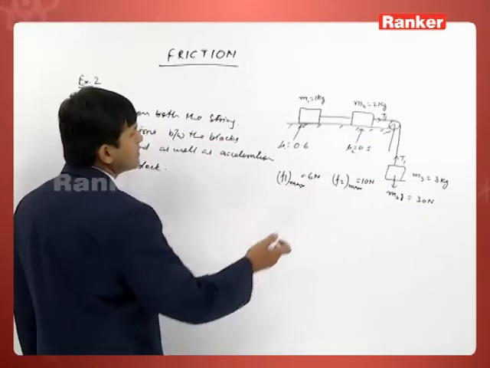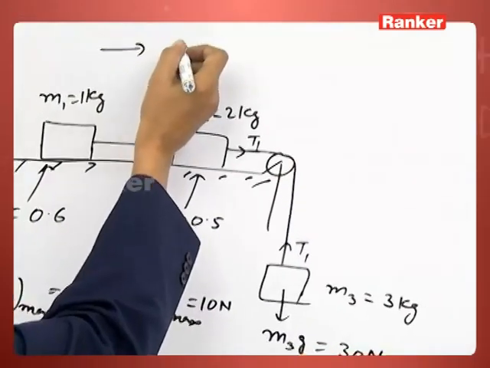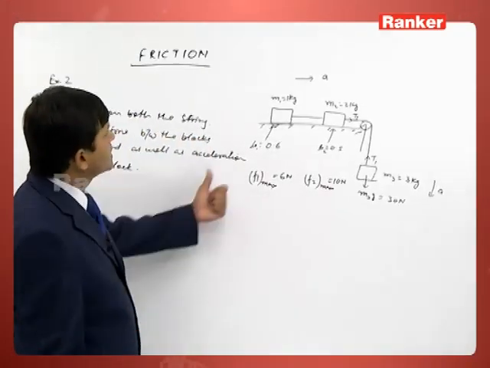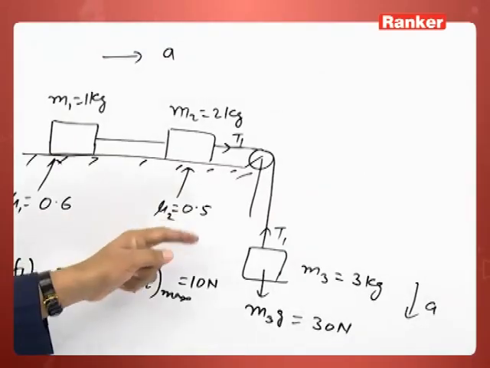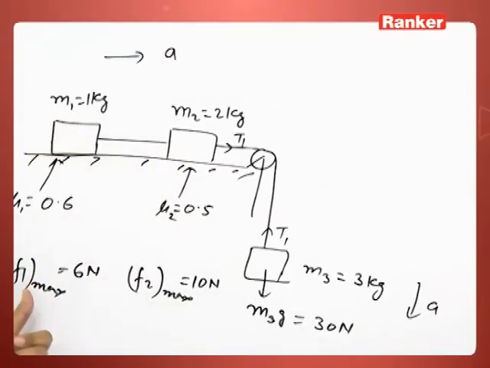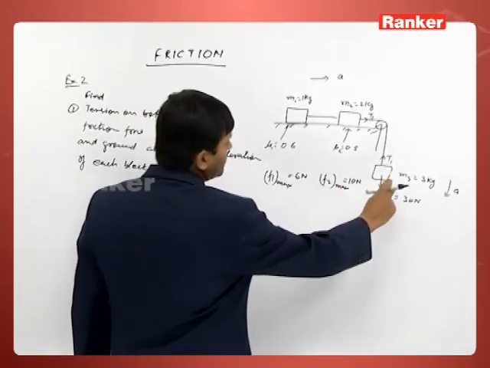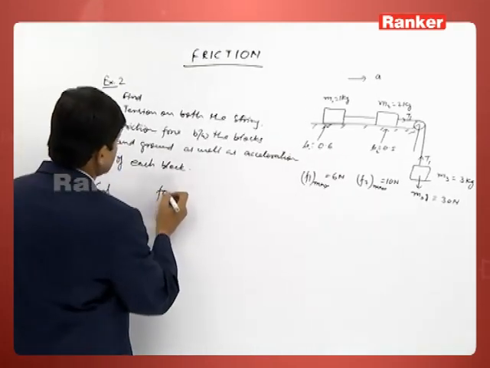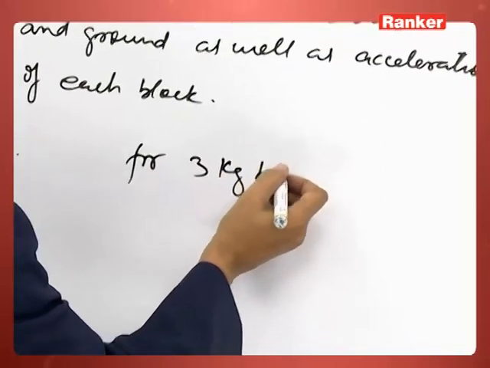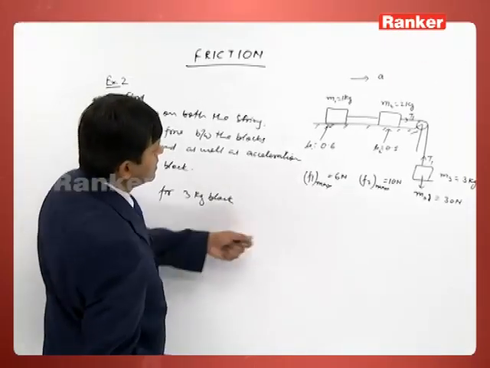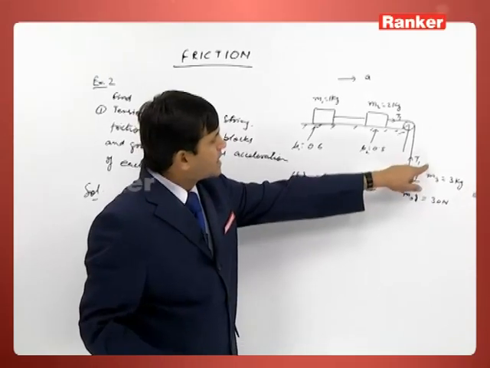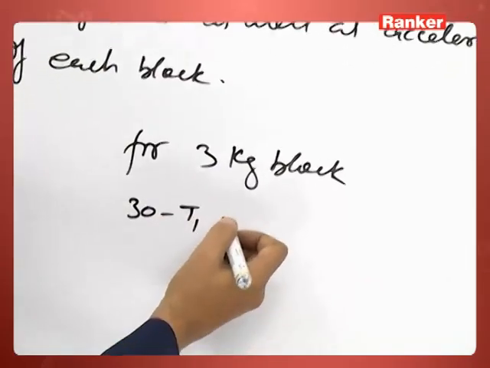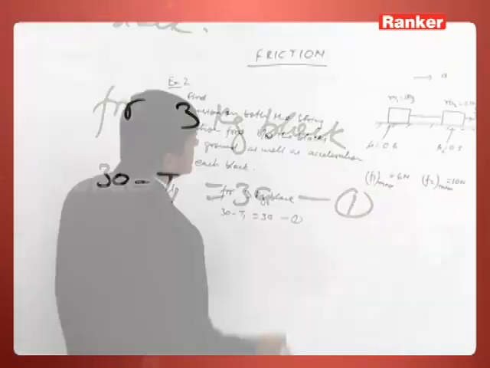Then we can solve the problem in a very simple way. If this block has acceleration A, the other blocks also have acceleration A, and since sliding is there, at that time friction between the block and ground is at its maximum value. Now we can solve like this. For the 3 kg block, 30 Newton downward minus T1 is equal to 3A. So 30 minus T1 is 3A. This is the first equation.